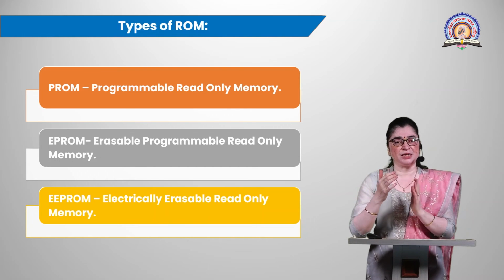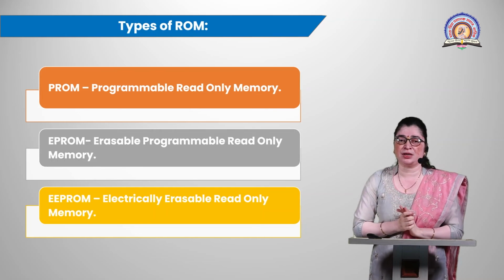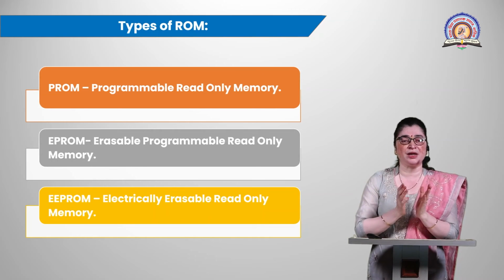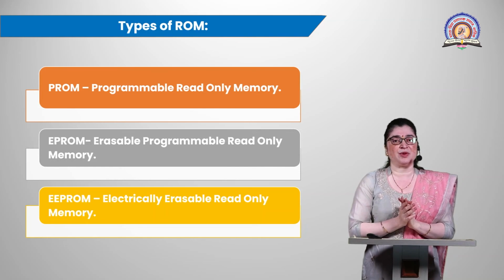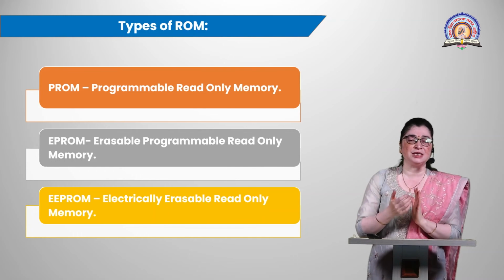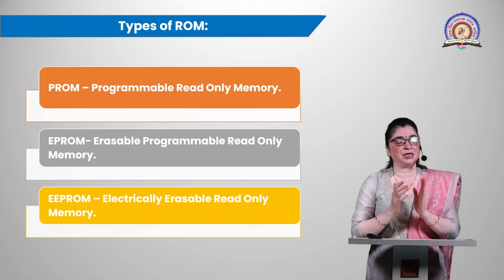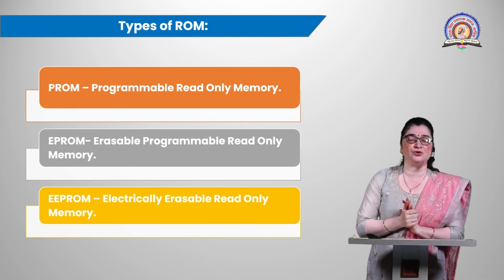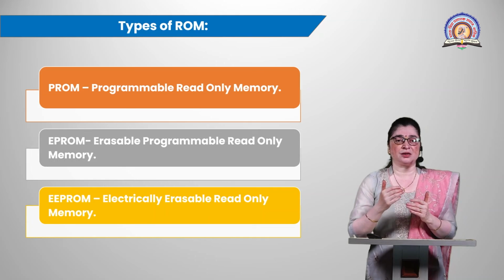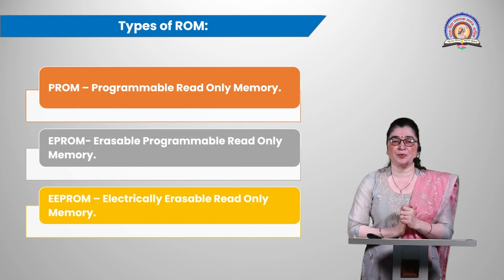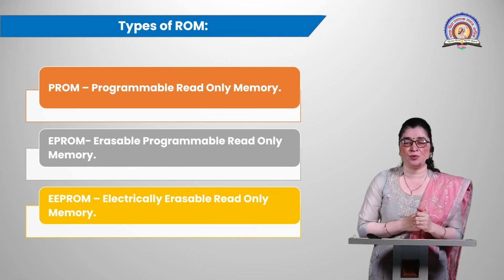First we'll see the types of RAM. There are two types, static RAM and dynamic RAM. Static random access memory and dynamic random access memory. The static random access memory is very fast and it is expensive in nature, while dynamic random access memory is less costly and the speed of execution is also slow. And for ROM, there are three variations of ROM, that is PROM, EPROM, and EEPROM.